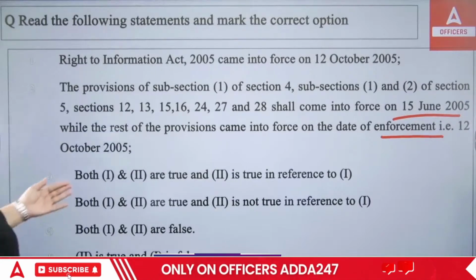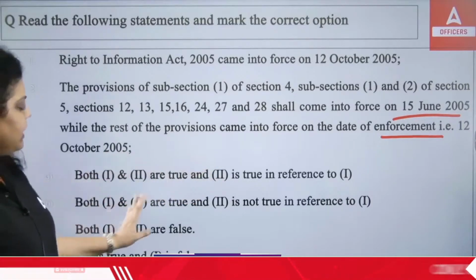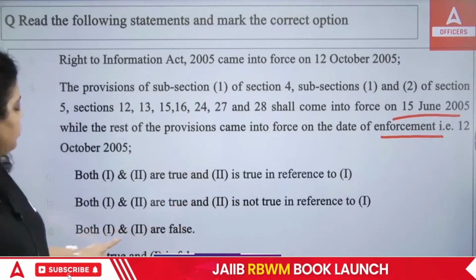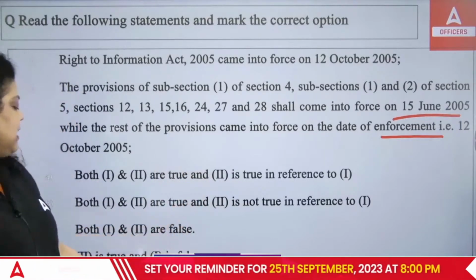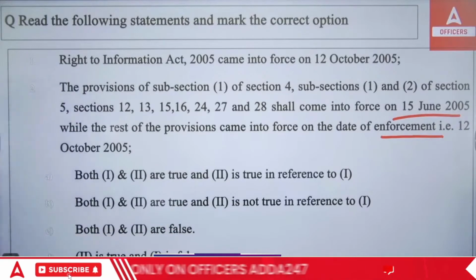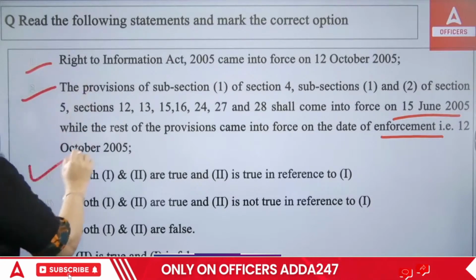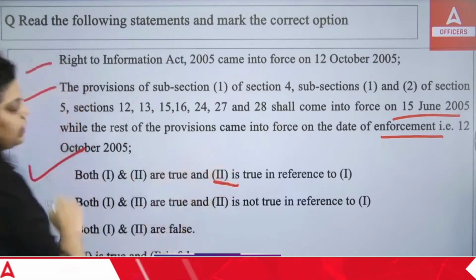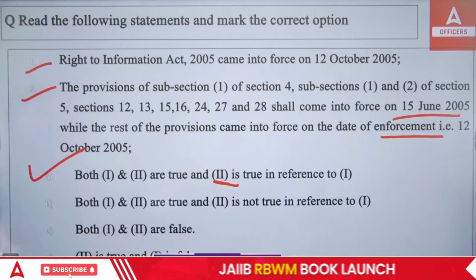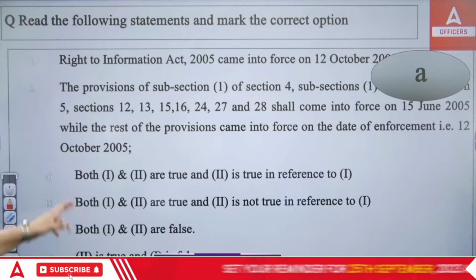The first option says both 1 and 2 are true and the second is the true explanation in reference to 1. The second says both 1 and 2 are true and the second is not the true explanation in reference to 1. The third says both 1 and 2 are false, and the fourth says the second is true and the first is false. So the right answer is both are correct. The first is correct as well as the second, but the second is the true explanation in reference to the first. That's why the right answer is option A.